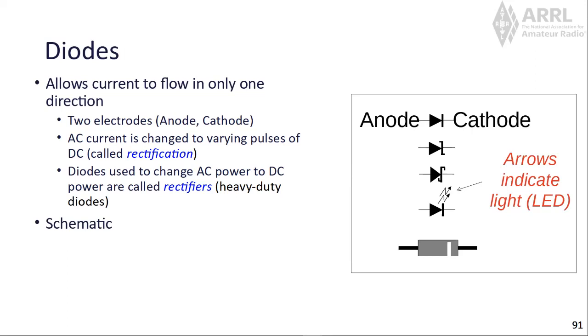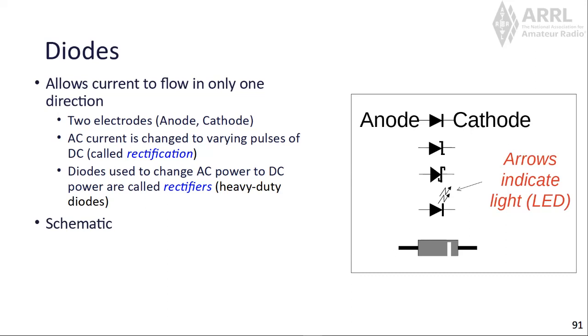Okay, we've got a schematic representation here. The symbol is an arrow pointing at a bar. And the current flows in the direction the arrow points. So it goes from the arrow towards the bar. The anode is the positive side. The cathode is the negative side when current is flowing.